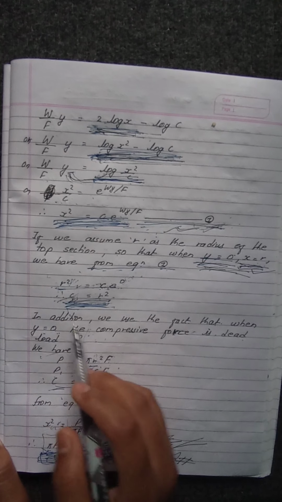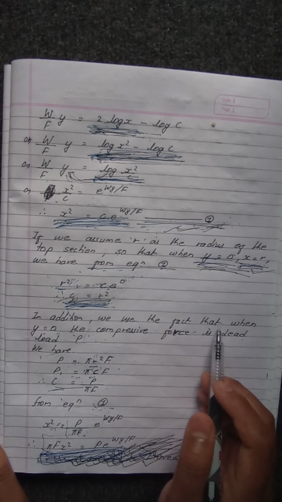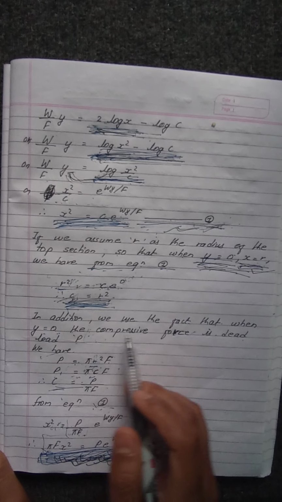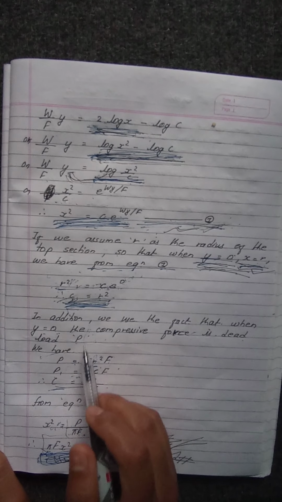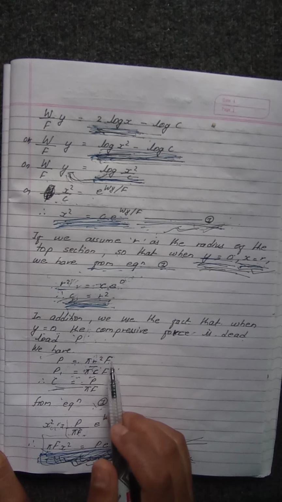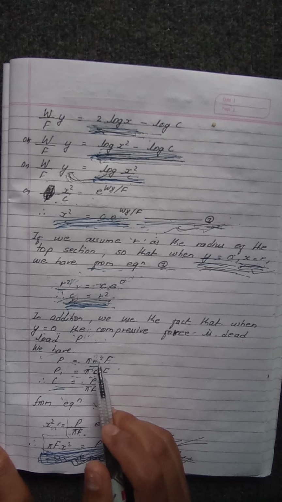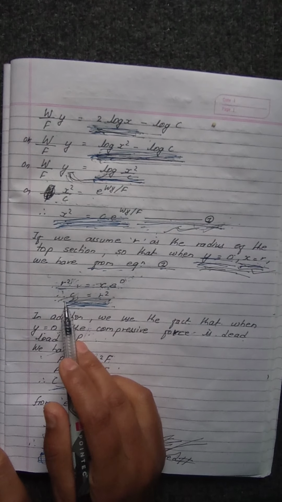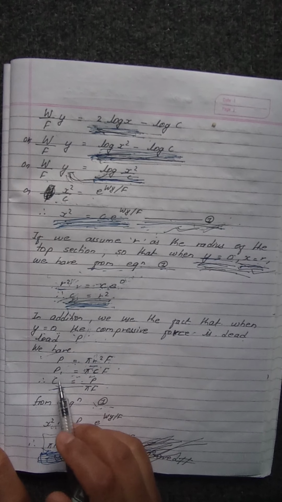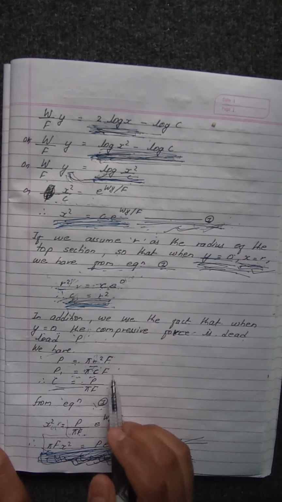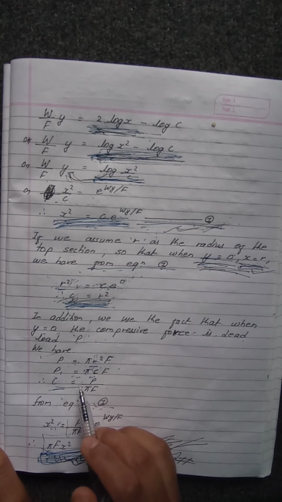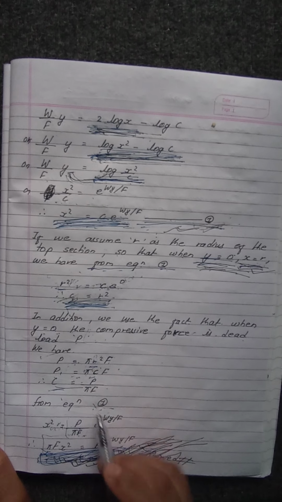And we get the value of c as r square. In addition, we use the fact that when y equals 0, the compressive force is the dead load P. We have P equals pi r square f, and when we substitute the value of r square as c over here, we get P equals pi c f, and we get the value of c as P by pi f.